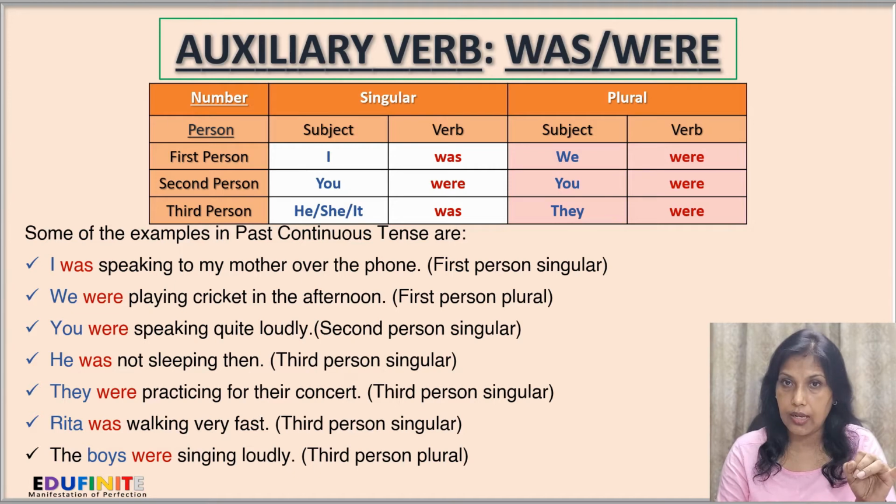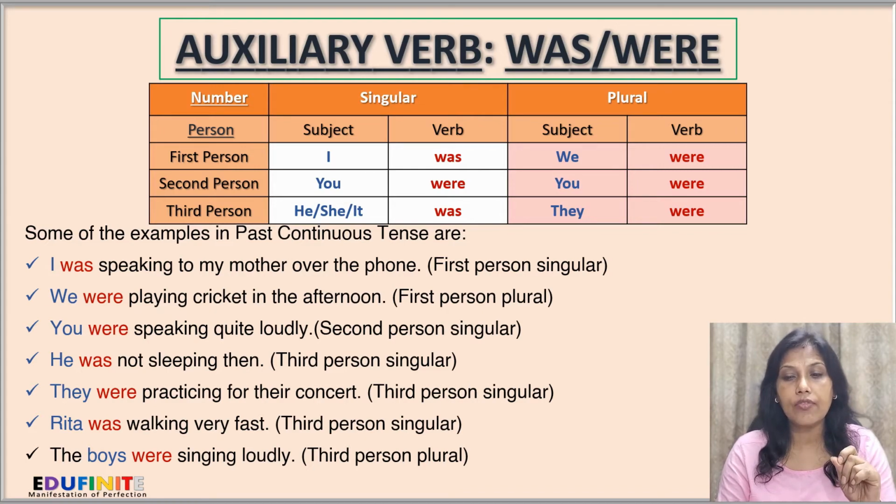Only first person singular and third person singular go with the verb was. They were practicing for their concert. So third person plural goes with the verb were. Rita was walking very fast. Now Rita, the subject, is third person singular. Hence it will go with the verb was. Next, the boys were singing loudly. Here boys is third person plural. Hence it will go with the verb were.